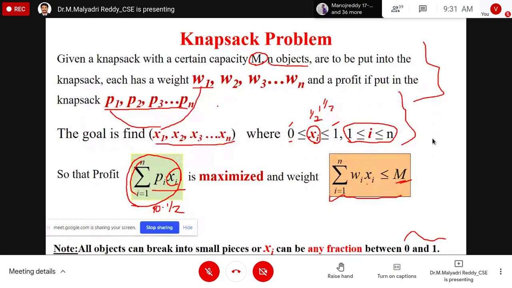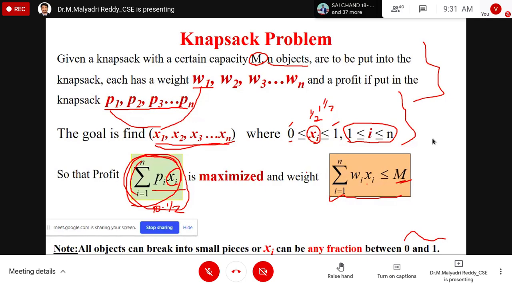Once again, there are n objects, and they have weights W1, W2 up to Wn. Whenever we keep these objects in the bag, we get the corresponding profits P1 to Pn. So these are all the selections of objects. We have to maximize this profit, the sum of Pi Xi over all items, and the constraint is that the selected objects' weight is always less than or equal to the knapsack capacity M. This is the problem definition of the knapsack.